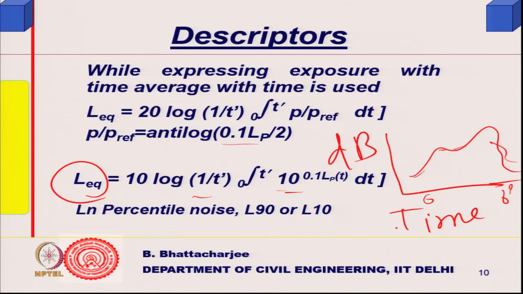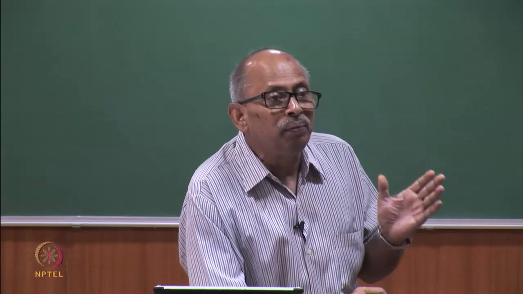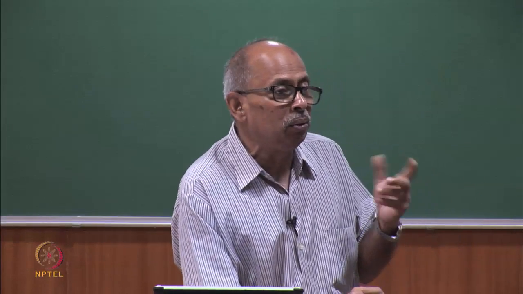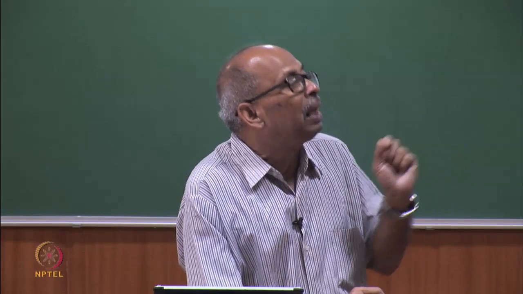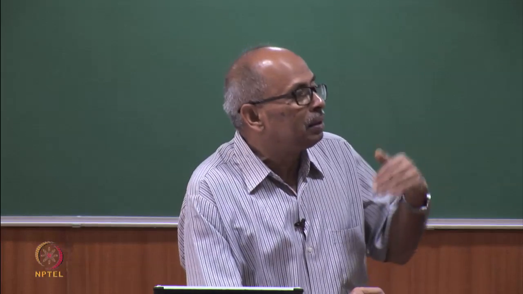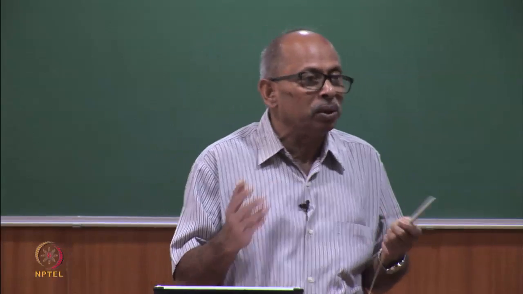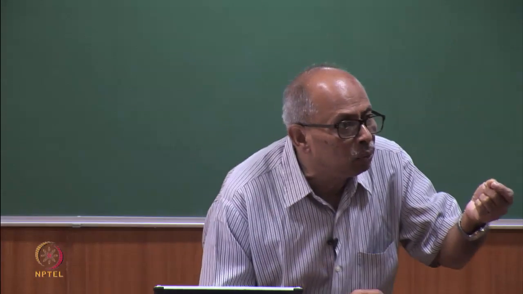Now, then I should design for what? I should design for the characteristic value, because you understand what a characteristic value is. It is that noise which will be exceeded only a small percentile of the time. I cannot cover 100%, that would mean too much cost involvement. Once in a while, it will go beyond the value.